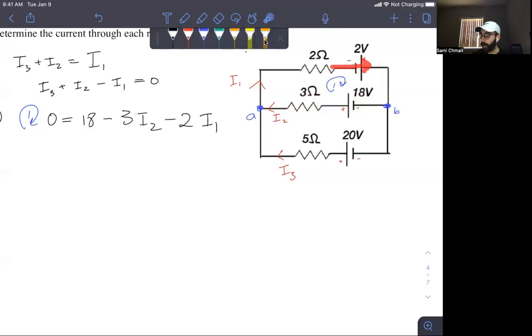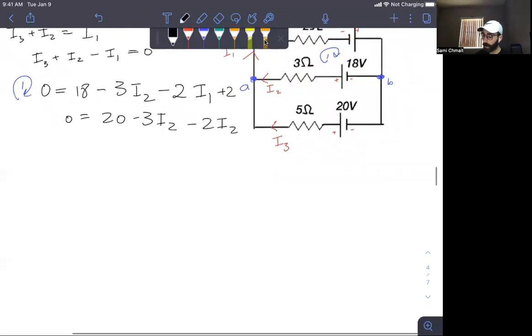We hit this battery. The current going through this battery here, I1, is in the same direction as what we defined as our loop. So plus 2. We're going to clean this up. We're going to get 0 is equal to 20 minus 3 I2 minus 2 I2.